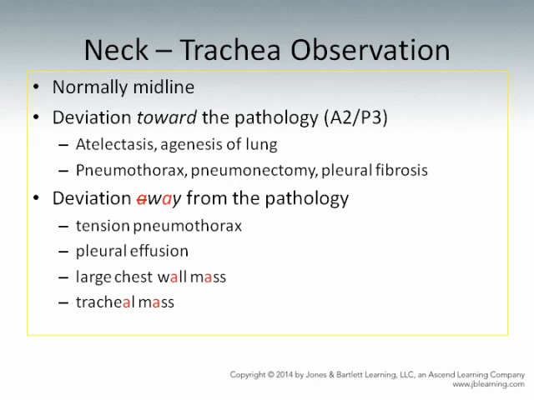Trachea observation. It's normally midline, and here's what you want to know. If you look at it and it's deviated toward the pathology, that's your double A's: atelectasis, agenesis of the lung, or pneumothorax, pneumonectomy, and pleural fibrosis. If it's deviated away from the pathology, it's chest wall mass and trachea mass. And even though I tell you this, I'm going to ask you, how would you determine what would be the cause of the trachea deviation?